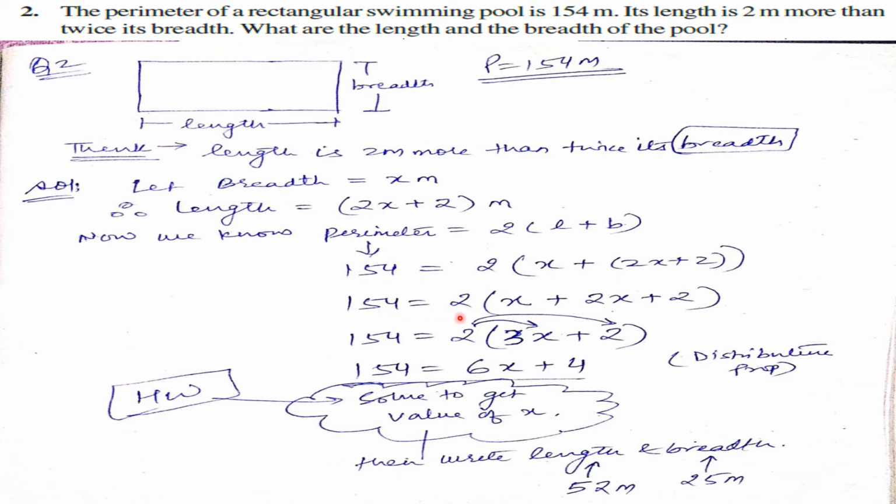154 equal to 2 multiplied by x plus 2x plus 2. Now we can see these two are like terms, x and 2x, they become 3x plus 2. In the next equation, this 2 will multiply with 3x as well as 2. Again, distributive property. So we have 154 equal to 6x plus 4. This is the final equation that we have formed.